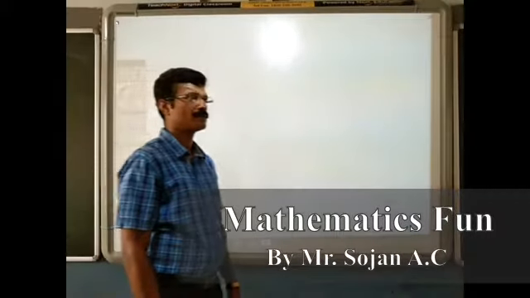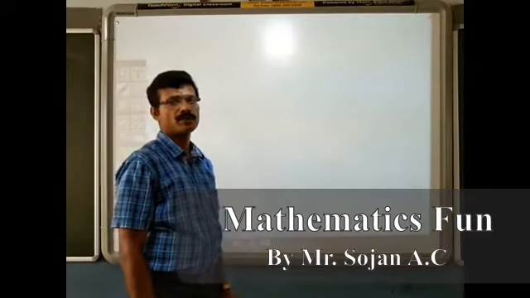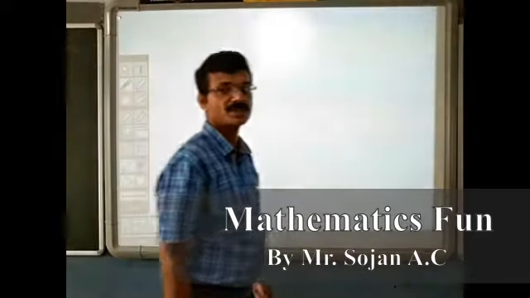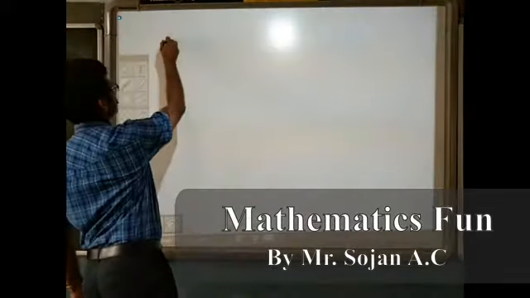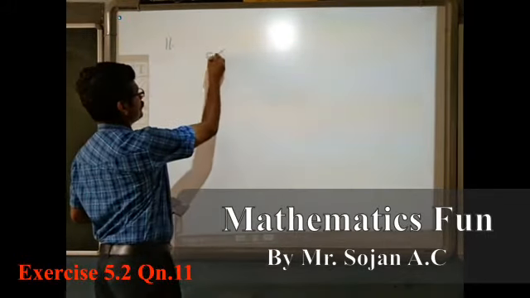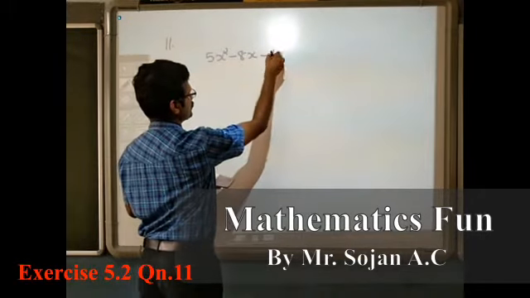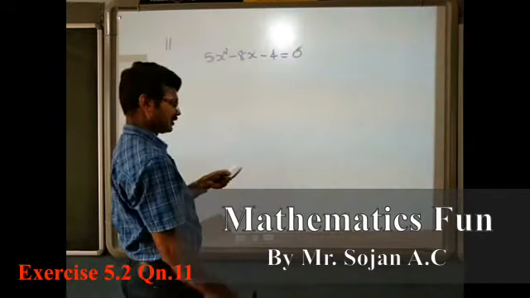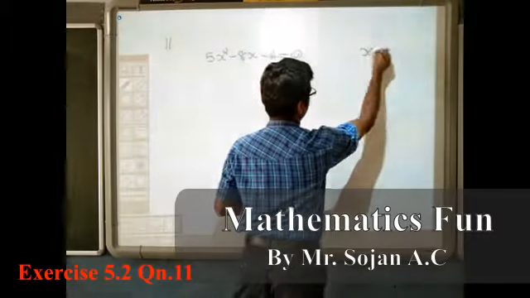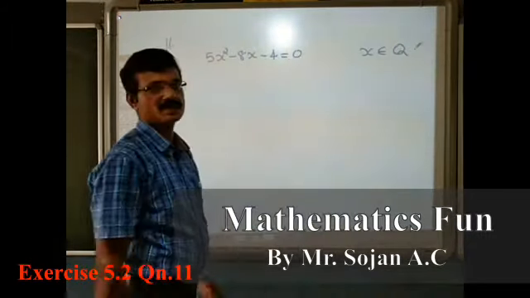Hello students, today we will be continuing with exercise 5.2 of quadratic equation. That is question number 11. The question is: 5x square minus 8x minus 4 is equal to 0. It is given x belongs to Q. Q means we know it is a rational number. So we need only the solution which is a rational number.